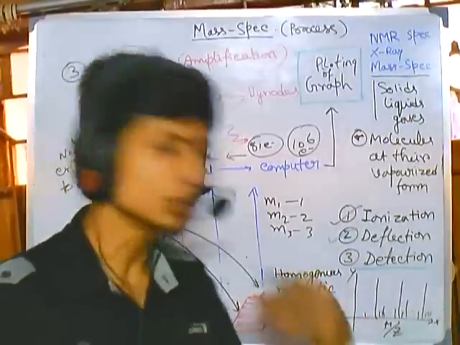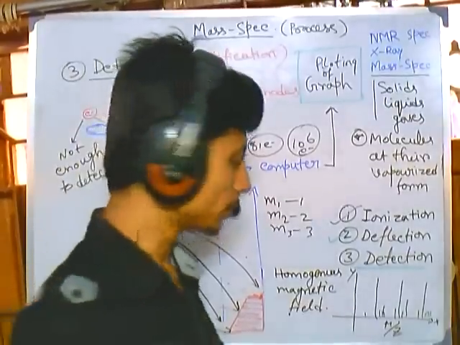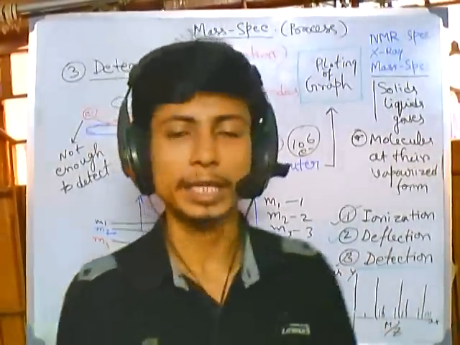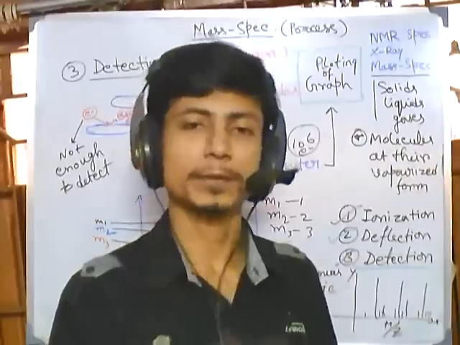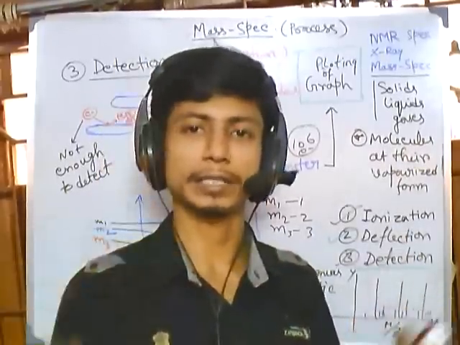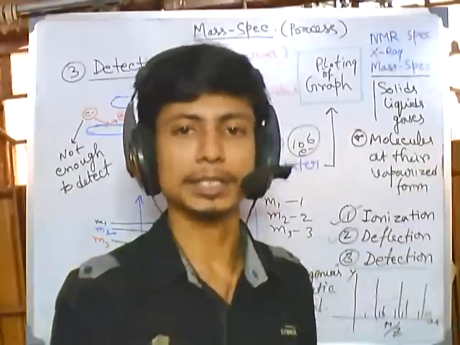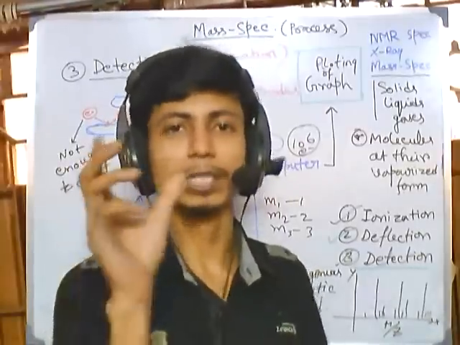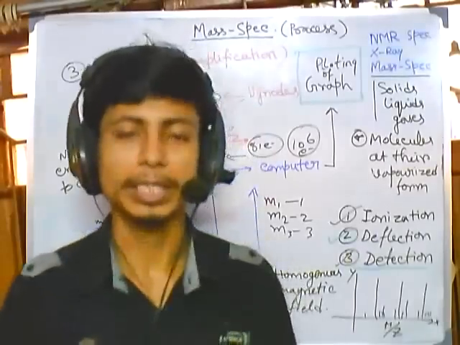Now, we have covered detection also. In future videos we'll be talking about this graph and how to analyze it. In one video we'll be talking about the basic features of the graph and what kind of graph we are generating. Then we'll be talking about how to analyze the graph and how to deduce what the unknown molecule is. So that's it.